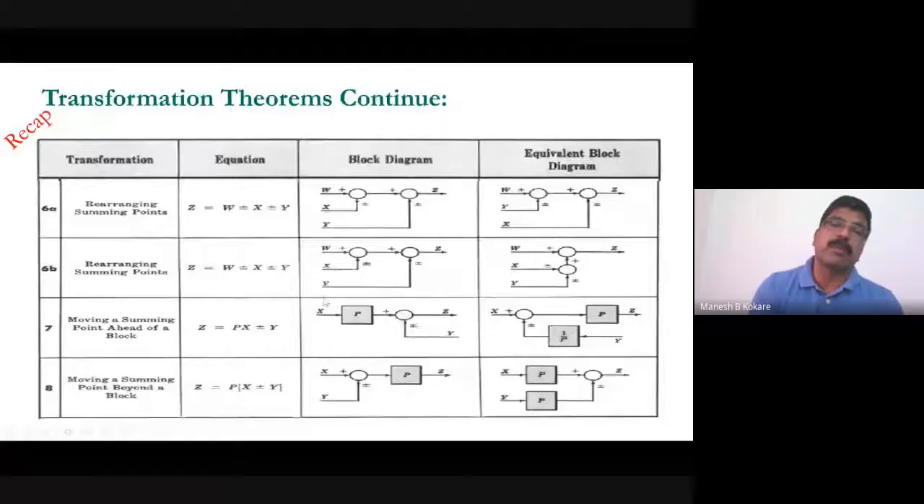So we have to keep in mind that our output should not change by rearrangement, right? Then the seventh rule we have seen is moving the summing point ahead of the block. So how to shift this? When you are shifting this summing point ahead of the block, you have to add one more block in this signal, and the transfer function of that block will be equal to 1 by P.